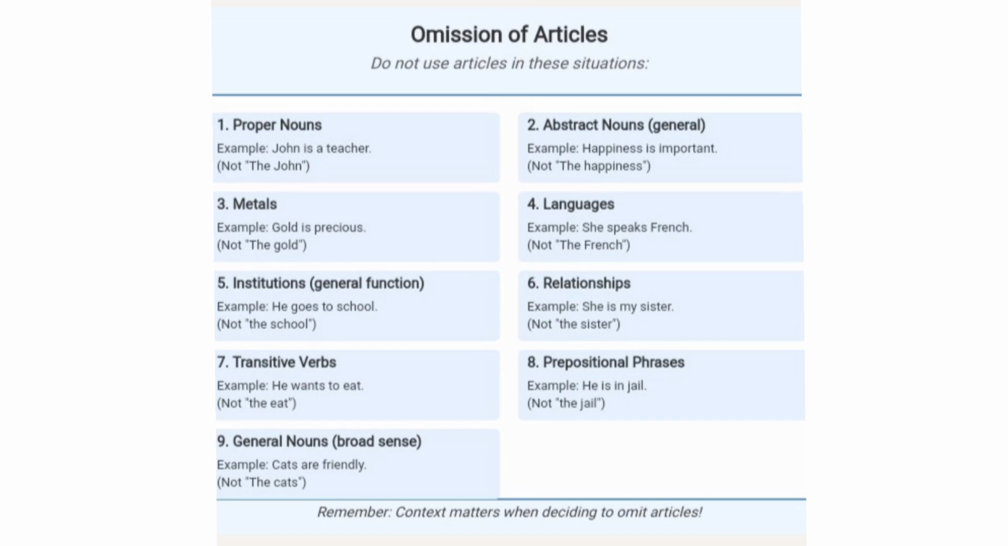Before prepositional phrases, articles are generally omitted before phrases that give general information. He is in jail. Should not say "he is in the jail." Before general nouns, articles are not used when talking about them in a broad sense. Cats are friendly. Should not say "the cats are friendly."